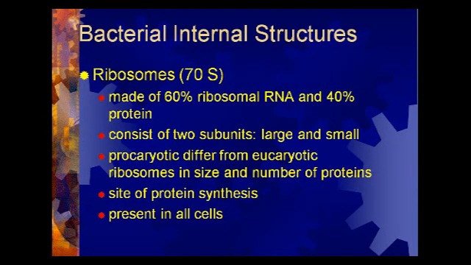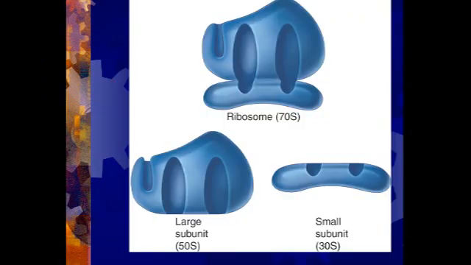Next structure present in bacteria is ribosomes. Ribosomes are made up of 60% of ribosomal RNA and 40% of protein. It consists of two subunits, large and small. Prokaryotic ribosomes differ from eukaryotic ribosomes in size and number of proteins. Site of protein synthesis present in all cells. This picture shows the ribosome 70S, which consists of larger subunit, which is 50S, and small subunit 30S.